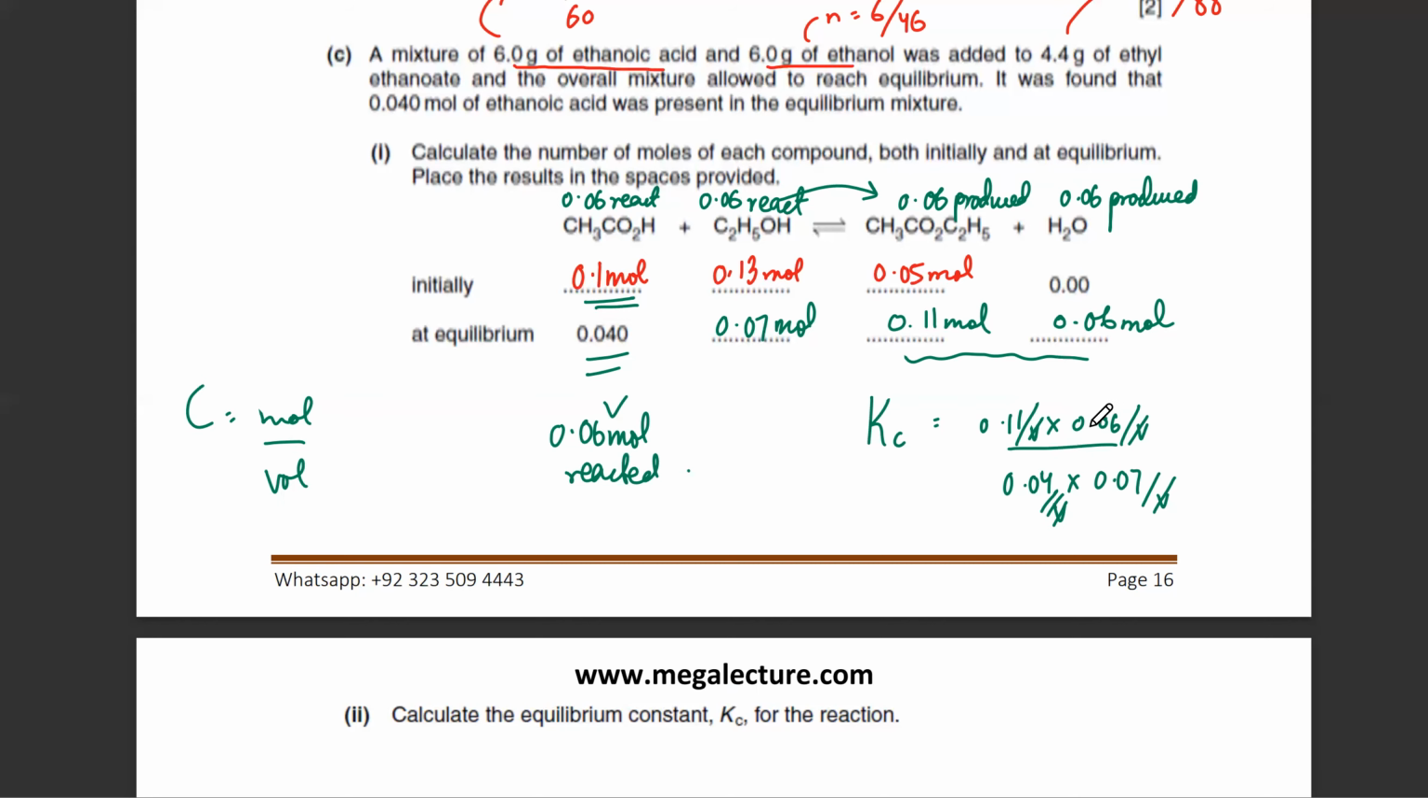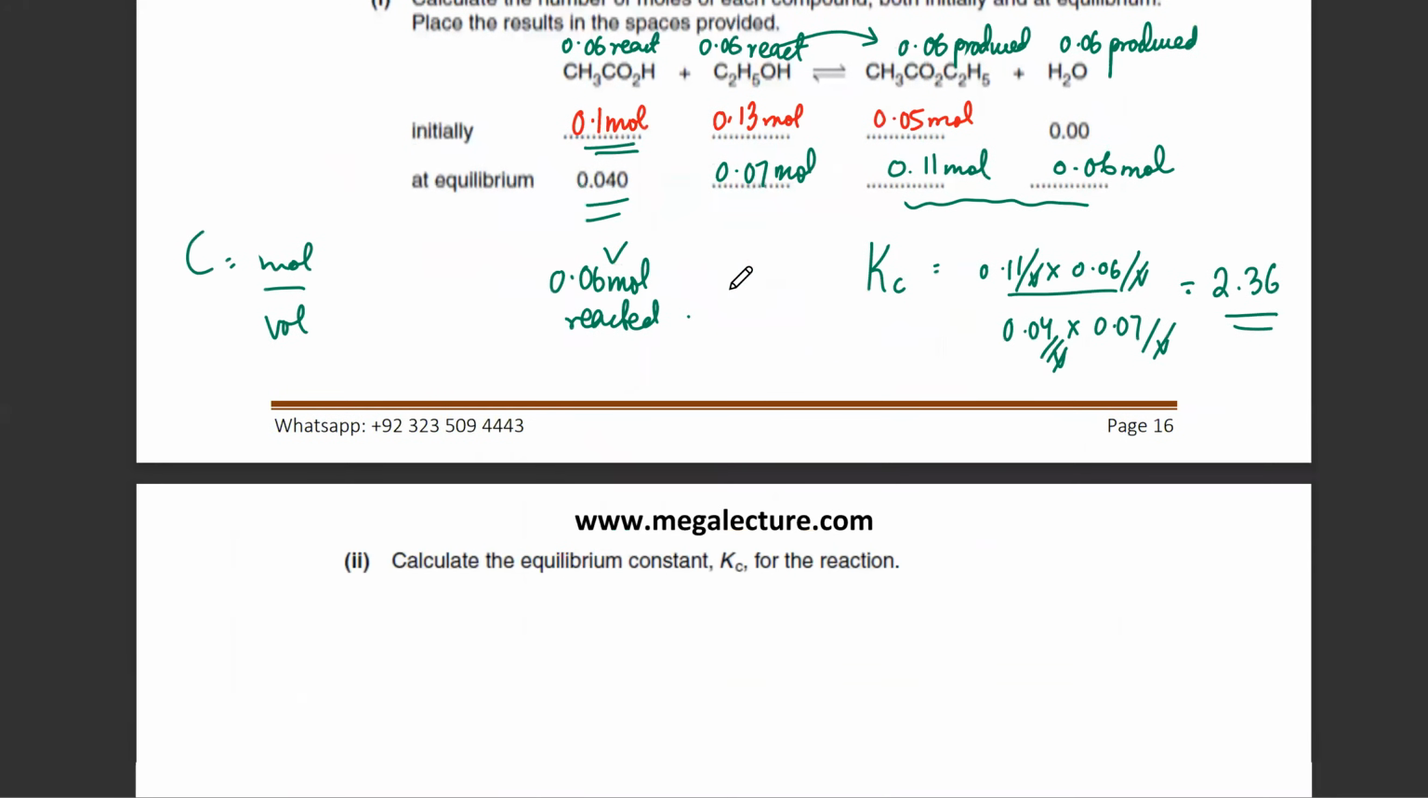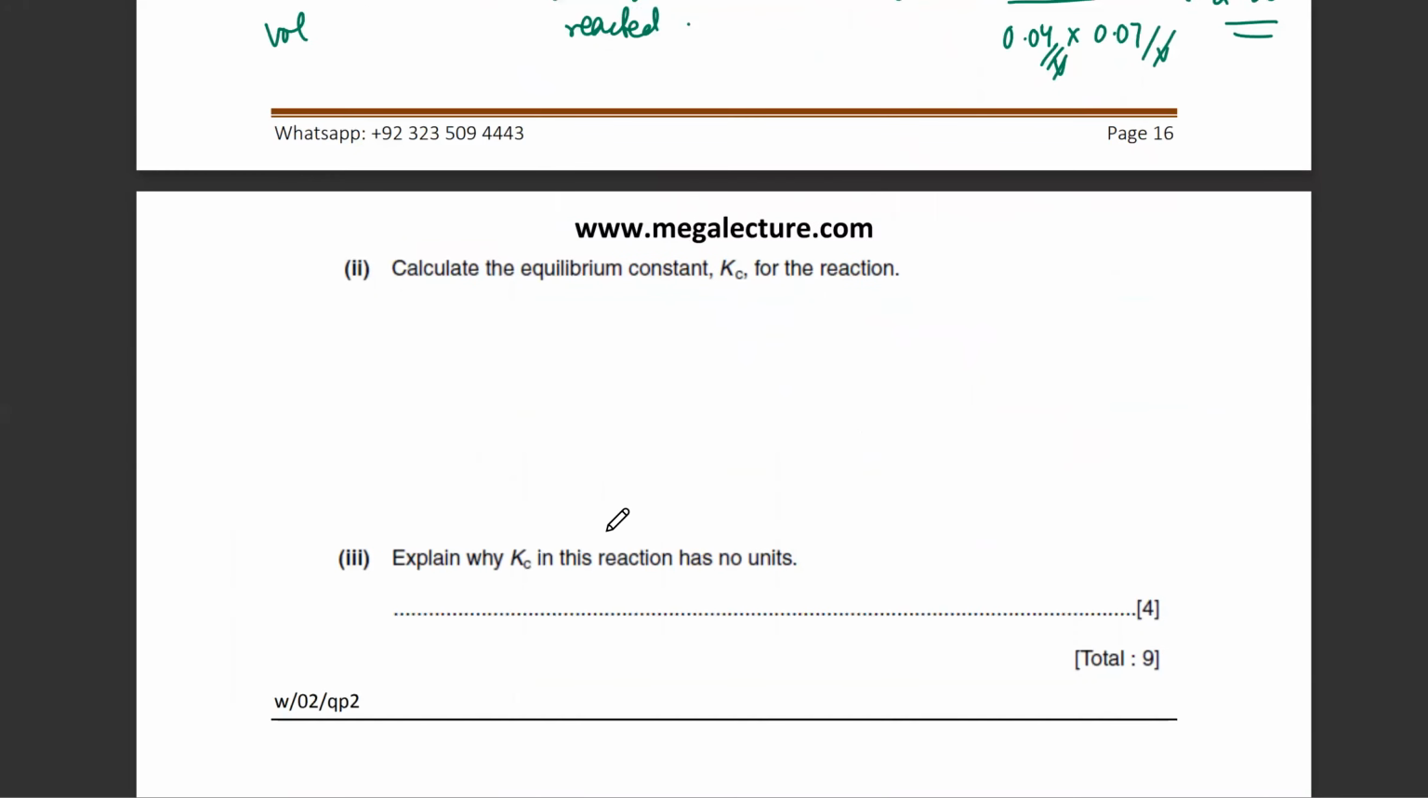Did anyone calculate for this one? Anyone? Did anyone try? Okay, so we're getting 2.36. So that is our equilibrium constant for this reaction. That's 2.36. And you have to calculate for this and explain why Kc has no units.